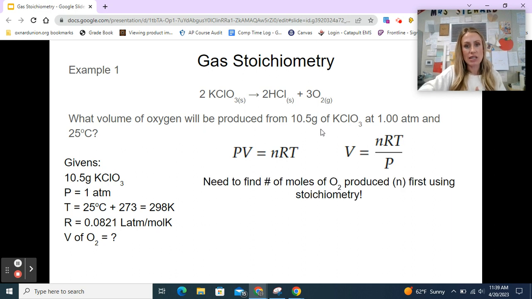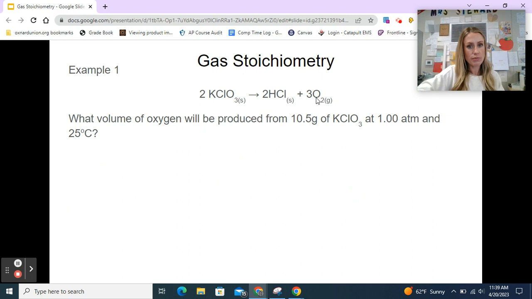So what we need to do here is I need to first find the number of moles of oxygen, which is again our n, using stoichiometry, because I am given a mass of the reactant, and from that mass, from stoichiometry, I can find how much oxygen is produced. All right, so that's our first step. So I know that I have 10.5 grams of potassium chlorate, right? It's this right here. Now, in order to get from one thing to another in a chemical reaction, remember first I have to convert to moles. And how do we do that? Yes, that's true. We're going to divide by the molar mass of potassium chlorate.